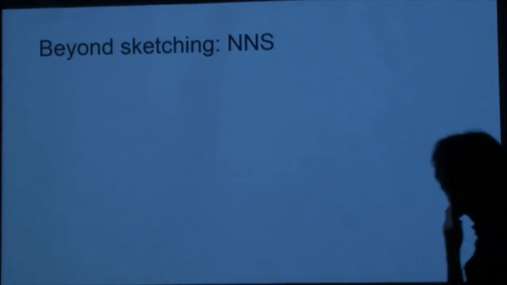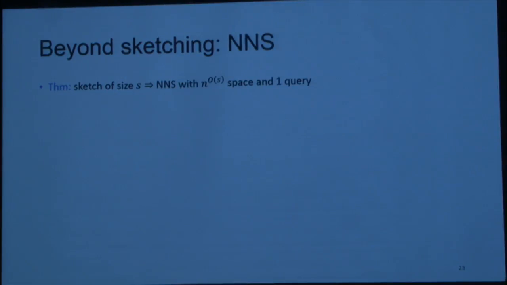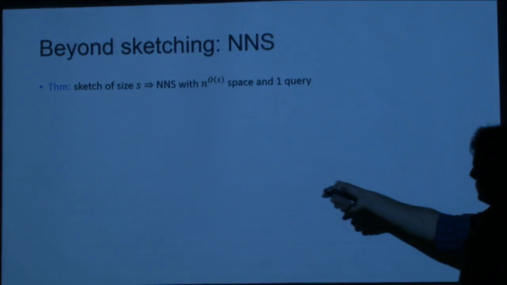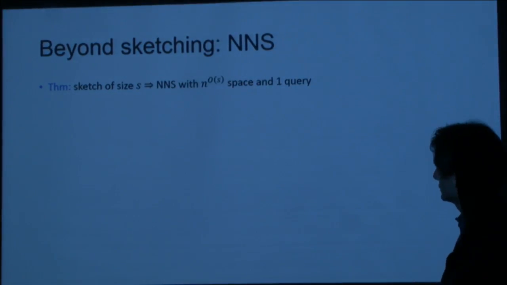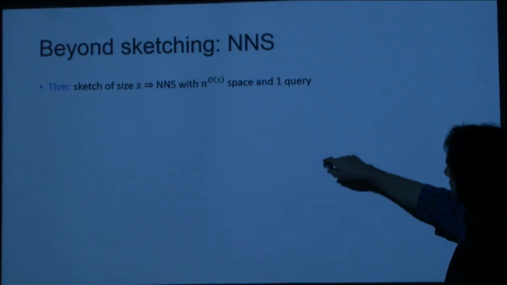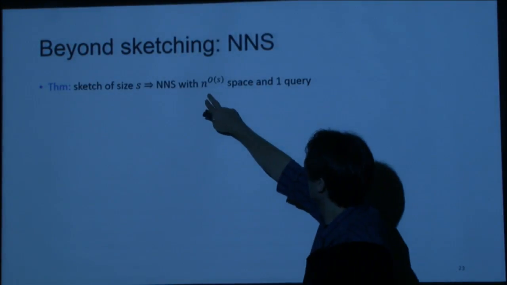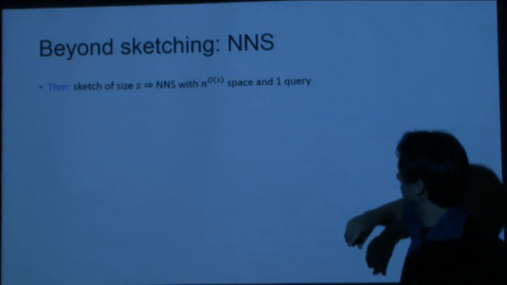Okay, and coming back to the question asked in the beginning, what does it mean for nearest neighbor search? Let me come back to this theorem that we said: we have a sketch of size S, which works with constant approximation. This means that we have nearest neighbor search with n to order S space and one query.